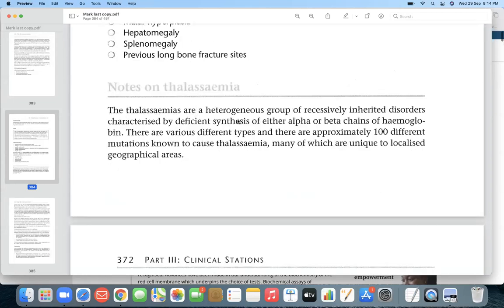The thalassemias are a heterogeneous group of recessively inherited disorders. So it is an autosomal recessive disorder characterized by deficient synthesis of either alpha or beta chains of hemoglobin. There are various different types, and approximately 100 different mutations are known to cause thalassemia, many of which are unique and localized to geographical areas.